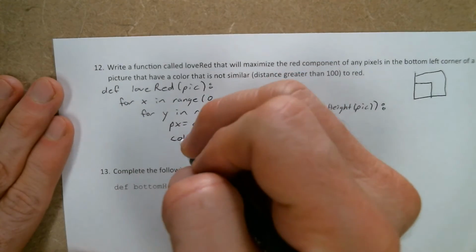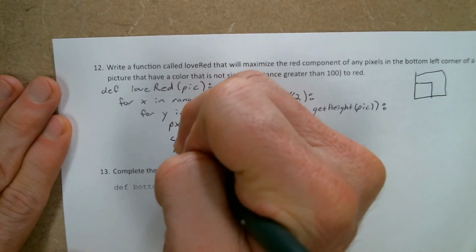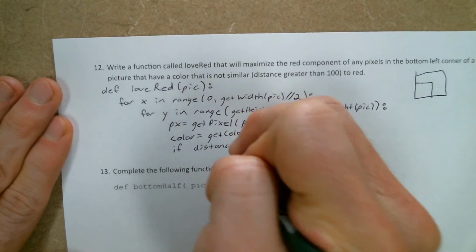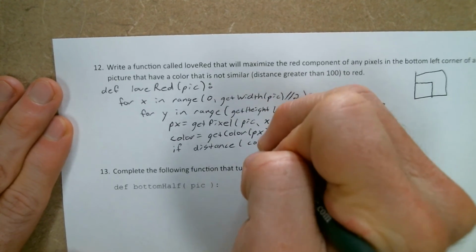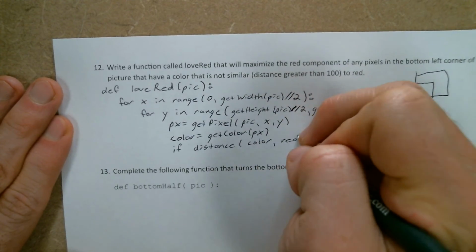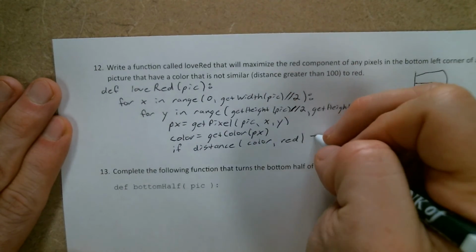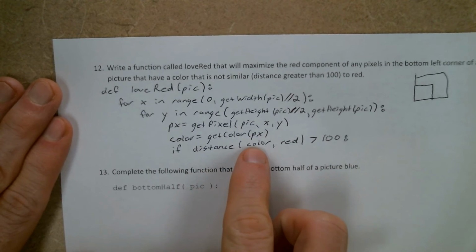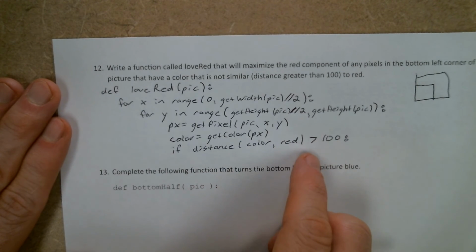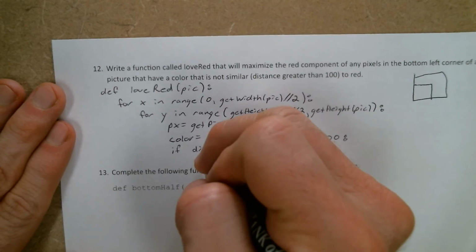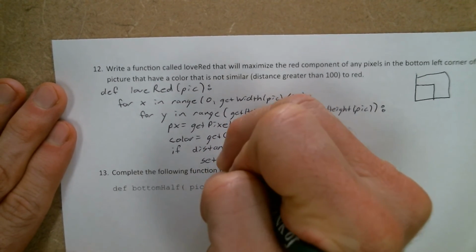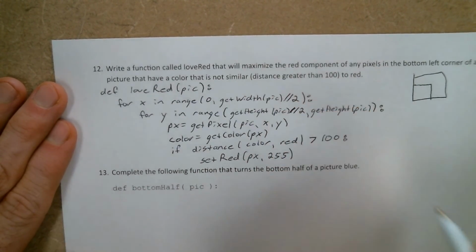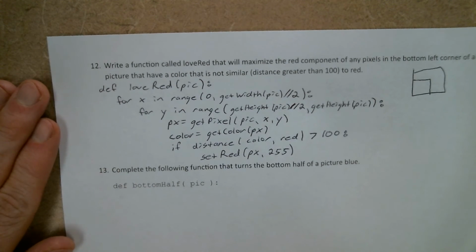Then I'm going to make my if statement, and I'm going to use my distance function again. So if distance from color to red, and this time it said is greater than 100. So if the distance between the color we're currently on and red is greater than 100, we're going to max out the red. We do that by saying setRed of px to 255, because that's the max value that we have. And that's all there is for this one.